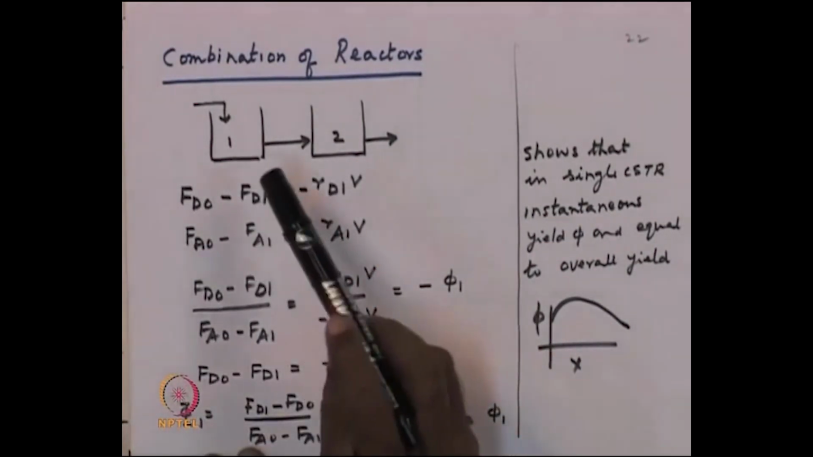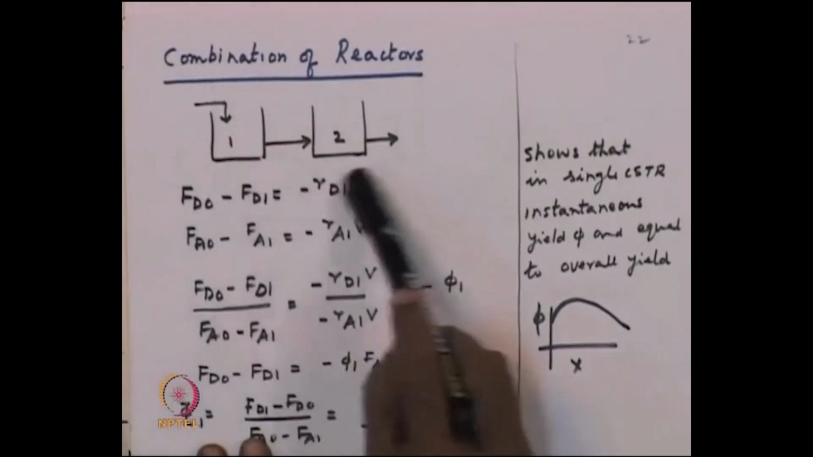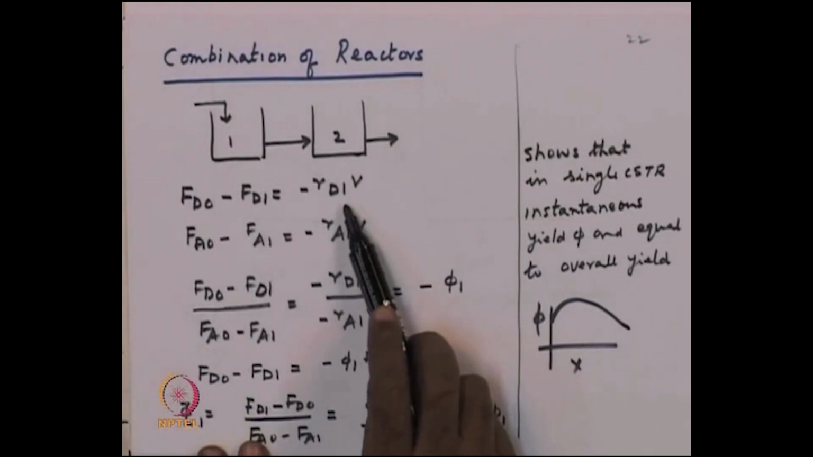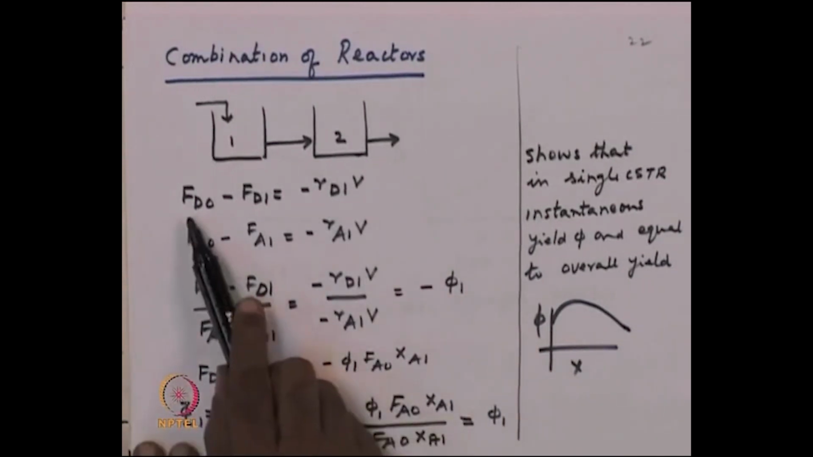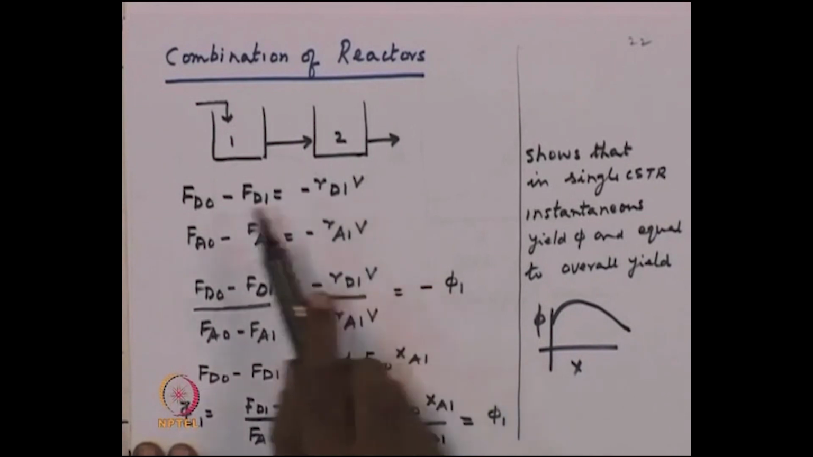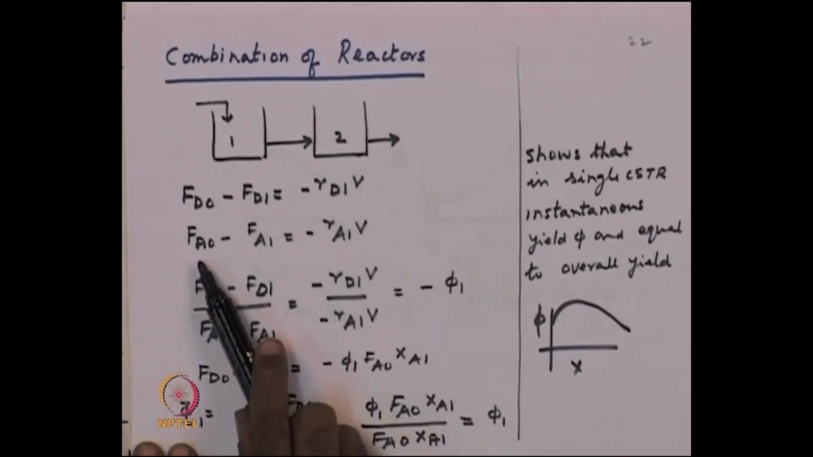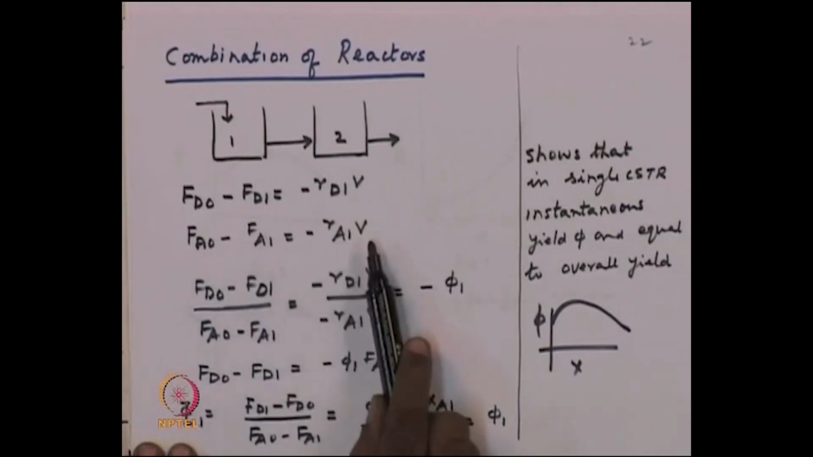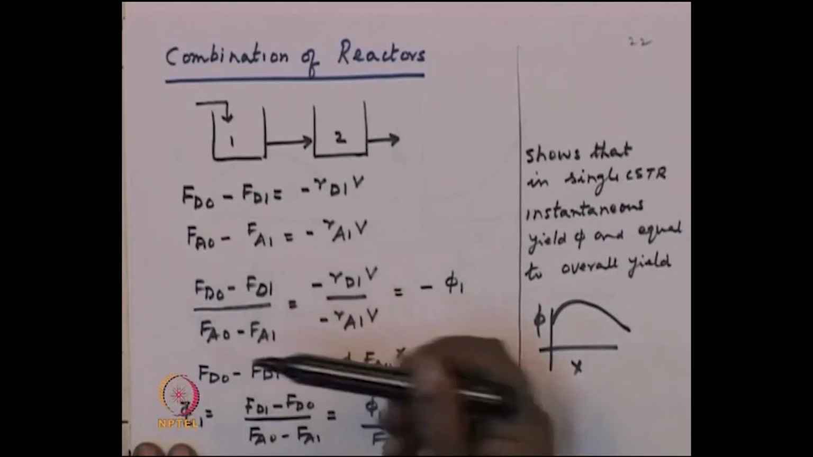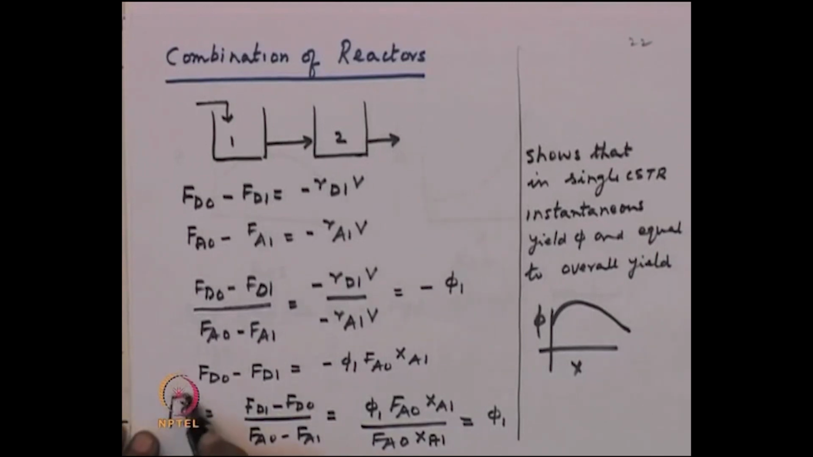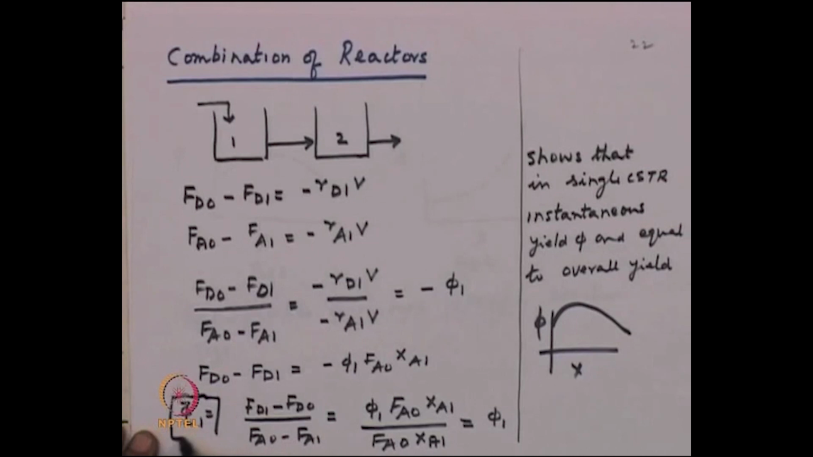Now, what I have written for tank 1 is input minus output plus generation equal to accumulation. Is this okay for the desired product? Input minus output plus R D, I have written on the right hand side. Similarly, for component A, input minus output equal to minus of R A 1. So, we can take a ratio and you get the result which you already know. What is that? F D 0 minus F D is given by this result, showing that the overall yield is the same as the instantaneous yield, something that we already know.